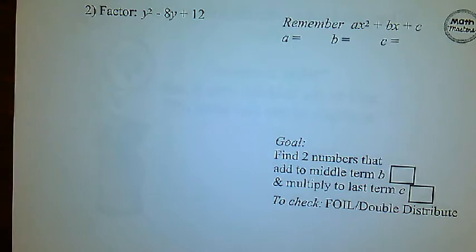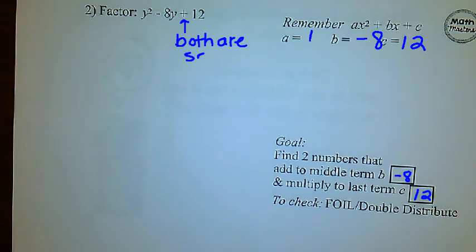Now I have a y squared. So a is 1, b is negative 8, and c is 12. We need to find two numbers that add to negative 8 and multiply to 12. What I'm going to show you is that this right here says both are the same sign. This says the sign is negative.